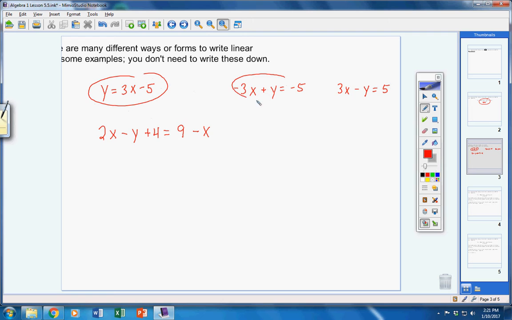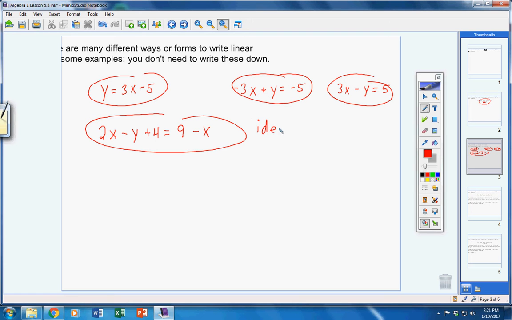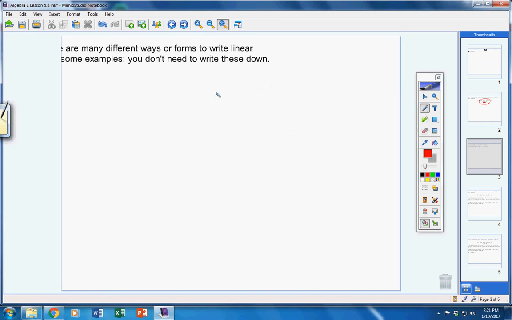All three of these equations look totally different than the other one, yet all four of them are identical equations. So you can take a linear equation and write it in all kinds of different forms. This would be a linear equation, for example. If you were to simplify that, that would be a linear equation. So understand there are all kinds of different ways to write linear equations.